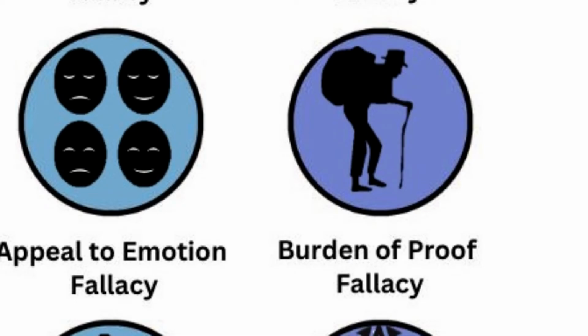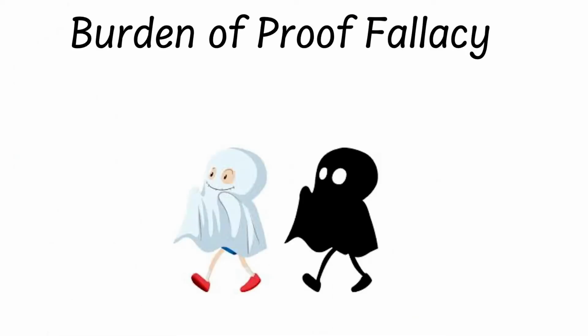Burden of proof fallacy. This fallacy shifts the burden of proof from the person making a claim to the opponent. Instead of providing evidence for their own claim, the claimant demands that the opponent disprove it.